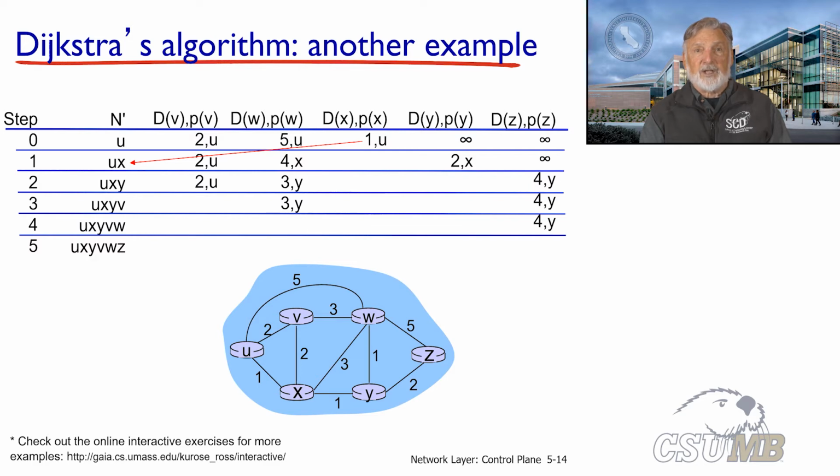Line 12 of the link state algorithm is then performed to update the tentative distance for all nodes, yielding the results shown in the second line in the table.